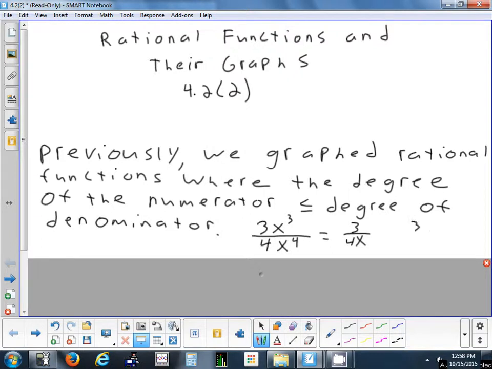Or what if you had something like 3 over 4, then you had x squared and x squared? 3/4. Yeah, that reduces to 3/4. Okay, you still get a horizontal asymptote, but now it's not at 0, it's at 3/4. Those are the only kind of horizontal asymptotes we had yesterday. And those are the only kind you can ever have.